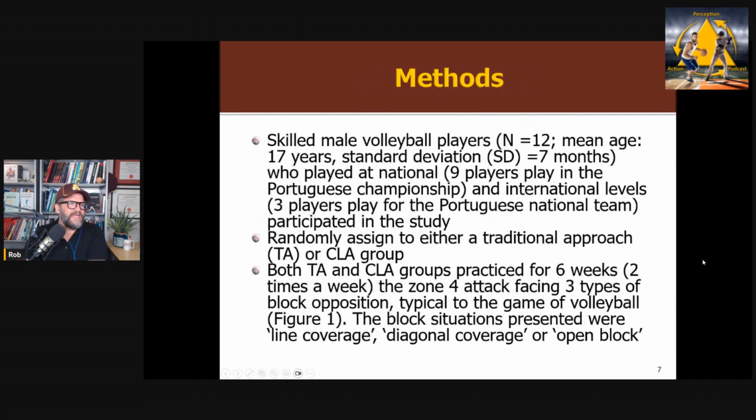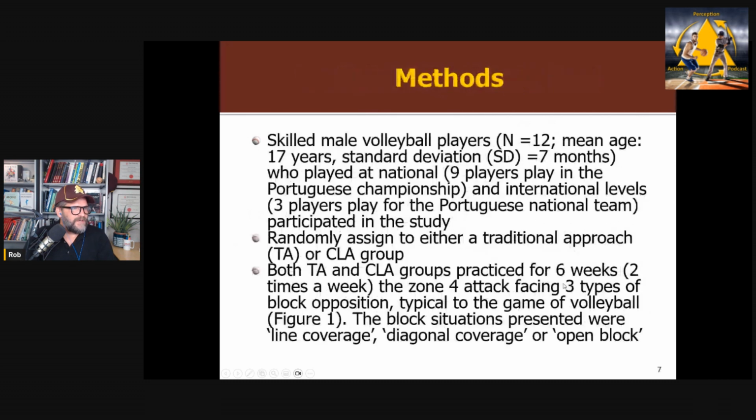So, what they used: they had male volleyball players. They had 12, so a relatively small sample size, on the Portuguese international team, randomly assigned to either a traditional group or a CLA group. They practiced for 6 weeks, twice a week. They took three types of blocks, opposition, and angles. The situations are typically, in volleyball, called line coverage, diagonal coverage, or open block, right? So there are three things, right?